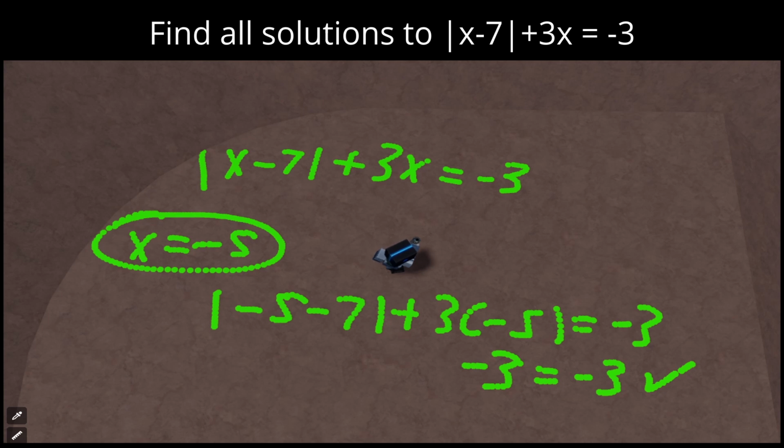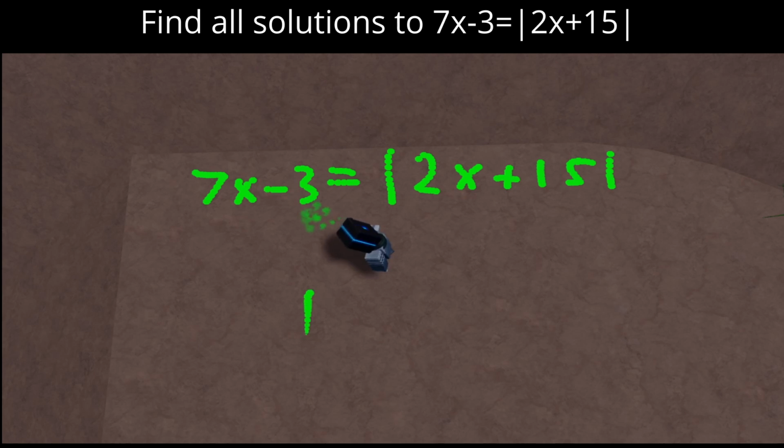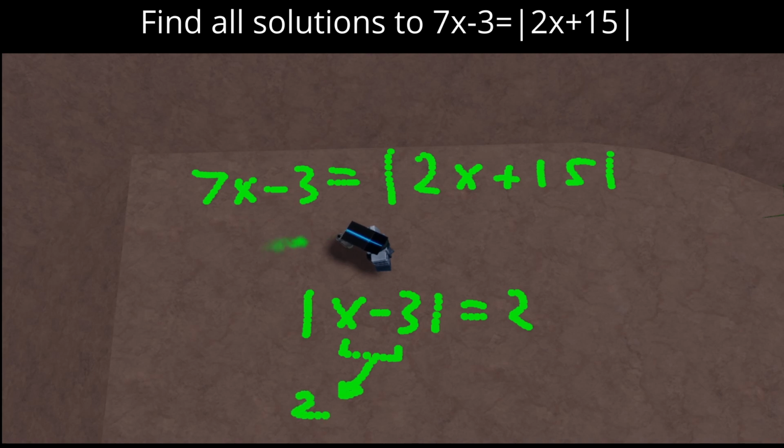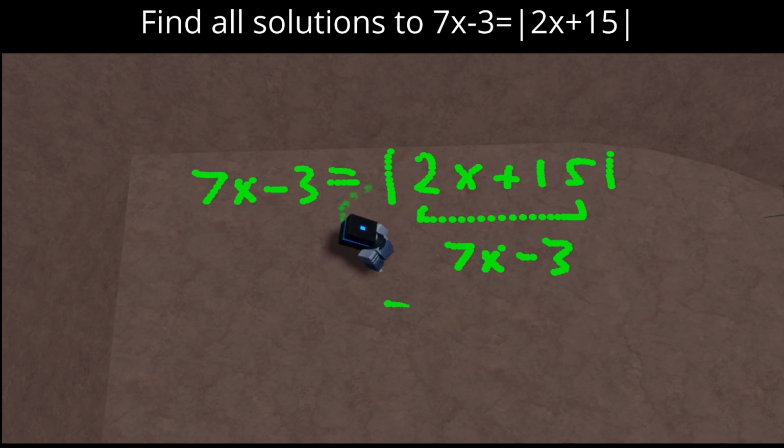Let's look at another similar one. Let's solve 7x minus 3 is equal to the absolute value of 2x plus 15. To solve this, recall that if I just had a random isolated absolute value like the absolute value of x minus 3 is equal to 2, you could say this whole thing's equal to 2 or negative 2, because a negative 2 in an absolute value would turn into positive 2. So let's use a similar idea. I'm just going to say this whole thing is either equal to 7x minus 3, or it could also be equal to the negative version of that.